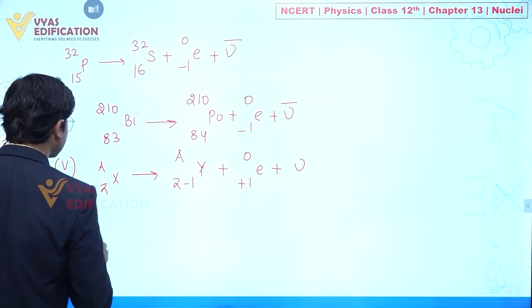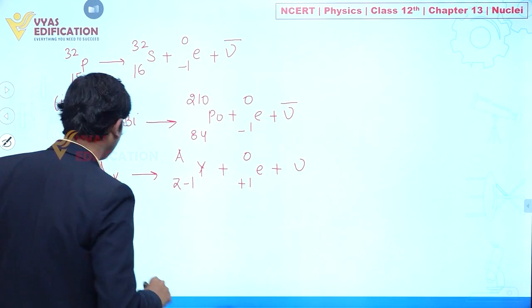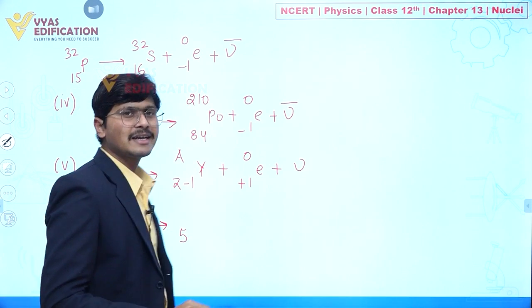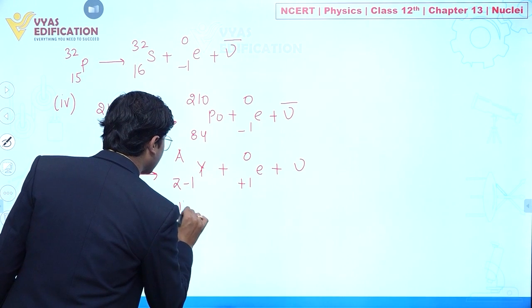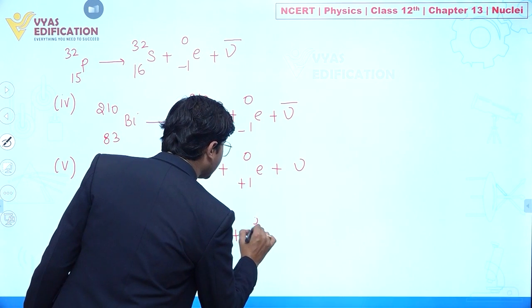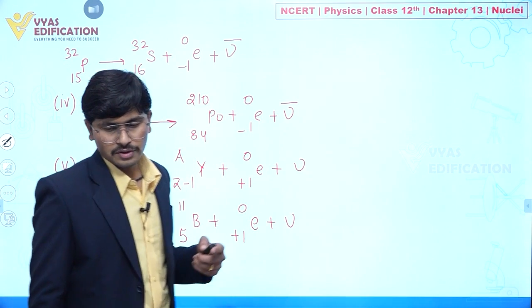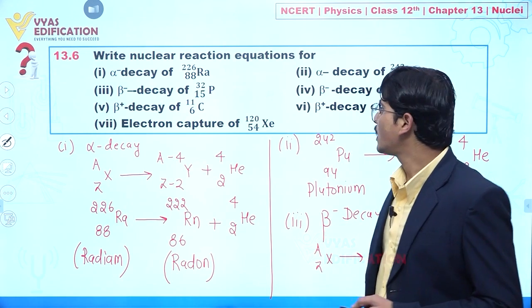So if we talk about this question 6C, we have carbon 6C11. The atomic number decreases by 1, so definitely 5 is the atomic number for boron, 11, plus 1 e 0, and we have the neutrino, yes or no, yes. Now we are going to discuss the equation for number 6.